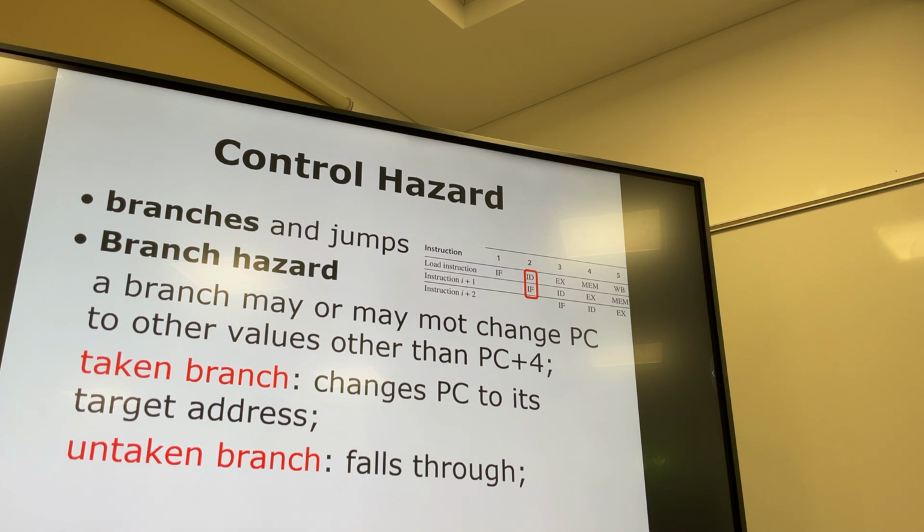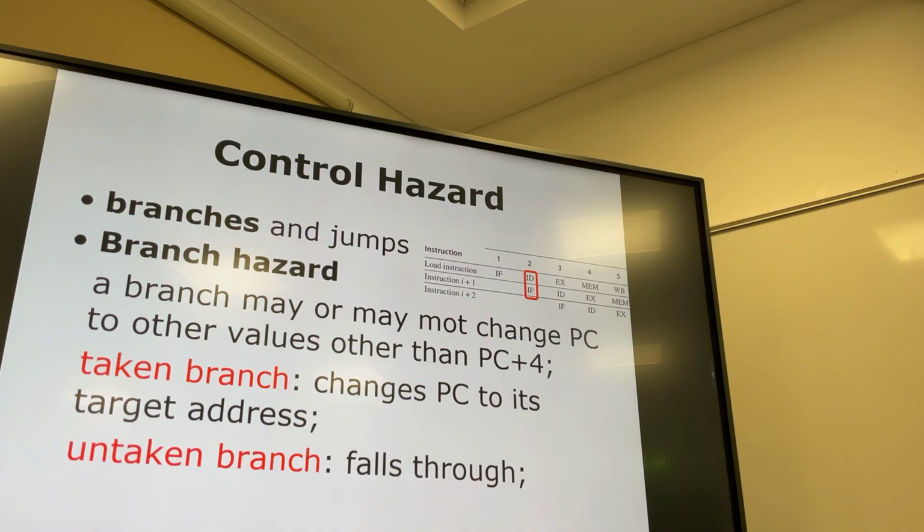What do we need to do? Introduce resource duplication. And what is resource duplication? Instead of having one memory, we have two separate memories. One memory is dedicated for instructions and another memory is dedicated for what? Data. Clear? This is called resource duplication.